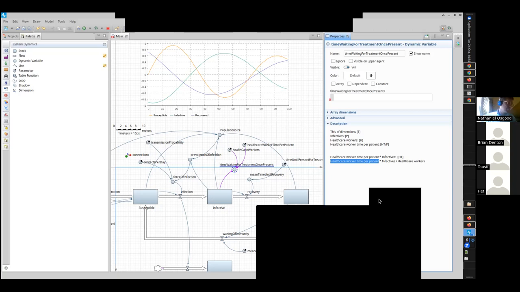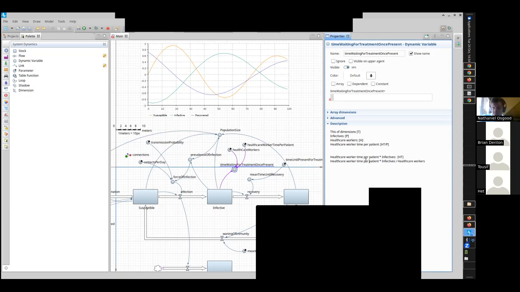Let's suppose that each person requires 2 days, and we have two healthcare workers and two infectives. Well, we can treat them in 2 days, right?